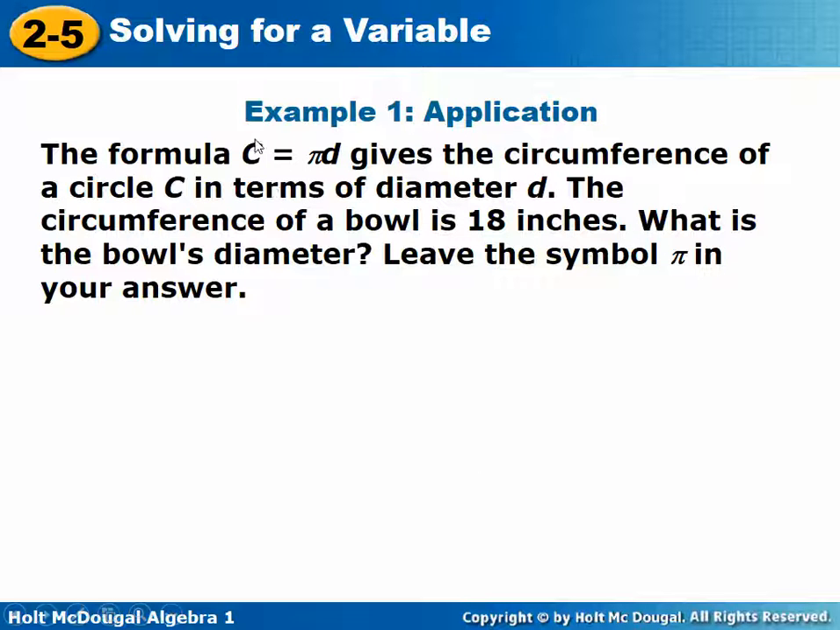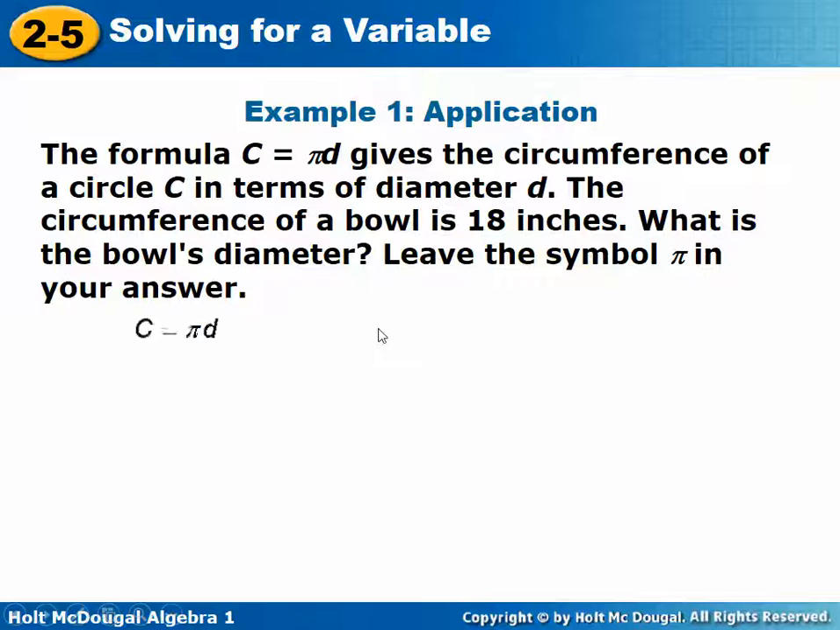So here's an example. We have c equals pi times d. That's the circumference of a circle in terms of diameter d. So it's a formula to find circumference. And the next thing, they tell us what the circumference is, and they are asking us to find the diameter. So if we had d equals, it would be easier to solve. So we're going to solve this formula for d.